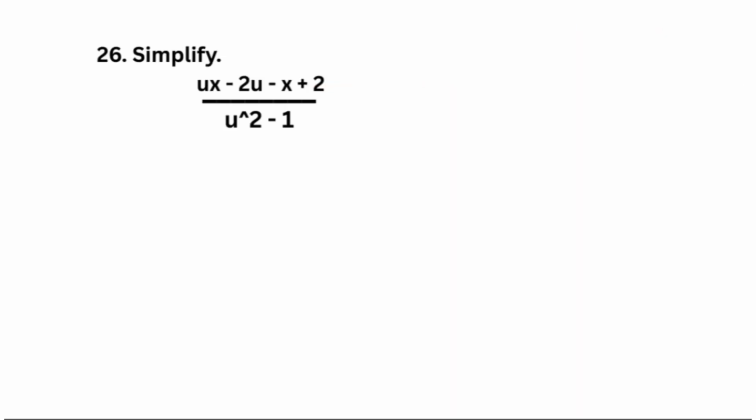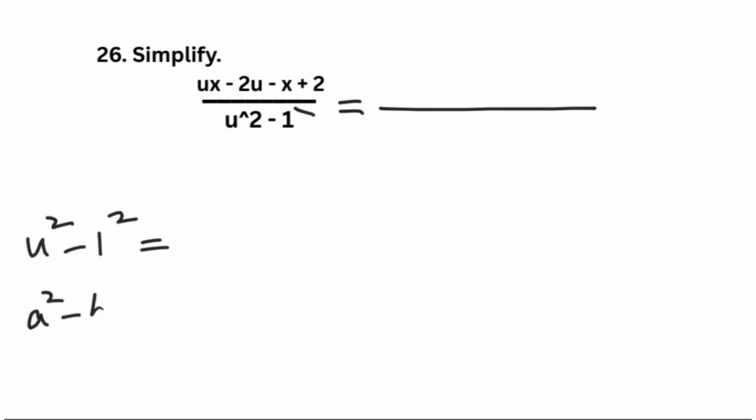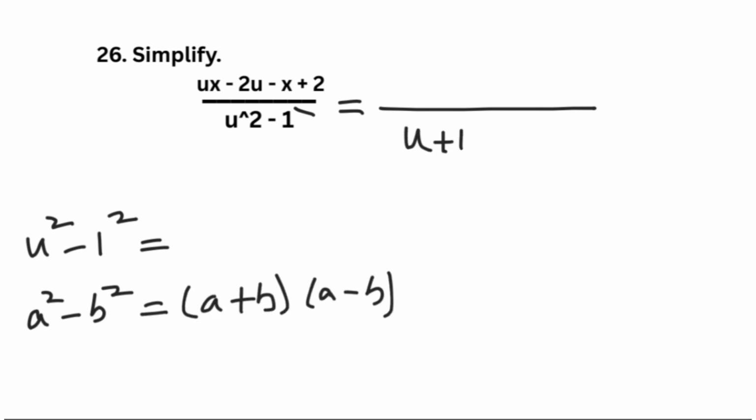So let's go to the last question. Simplify (ux minus 2u minus x plus 2) divided by (u squared minus 1). In the denominator we have u squared minus 1. 1 can also be written as 1 squared, so u squared minus 1 squared. It is in the form of a squared minus b squared, so we can write this as (a plus b) times (a minus b). So we can write this as (u plus 1) times (u minus 1).